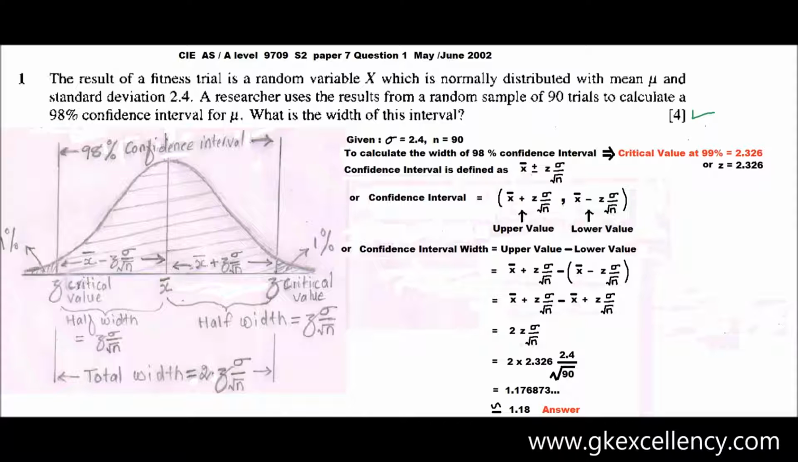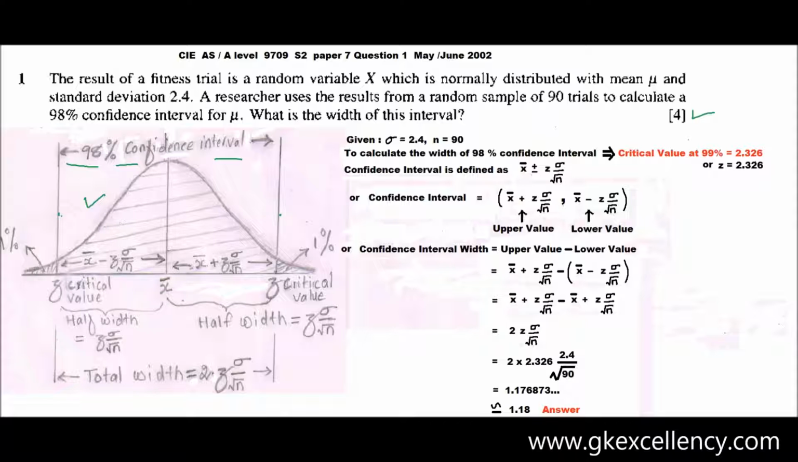In this problem, they are asking you to calculate the width of this confidence interval. For this purpose, let's first draw the normal distribution curve, which I have already drawn here. This is my normal distribution curve, right? The 98% is right here, the 98% width, from this point to this point. This is the width of this interval.